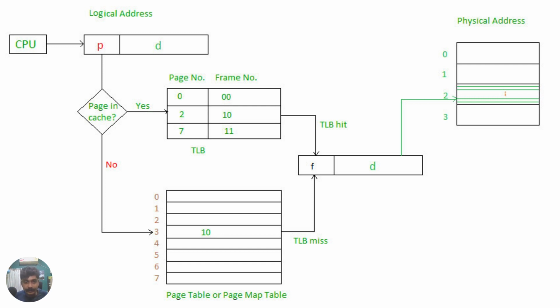So here 10 will be added. The page number 10 and its corresponding frame number will be added to the TLB, and again this whole process will be repeated. After updating the TLB, when the process is repeated, automatically 10 will already be in the TLB. So it will not become a TLB miss, it will become a TLB hit. So by updating the TLB, we can convert a TLB miss into a TLB hit. So that is how the translation lookaside buffer works.